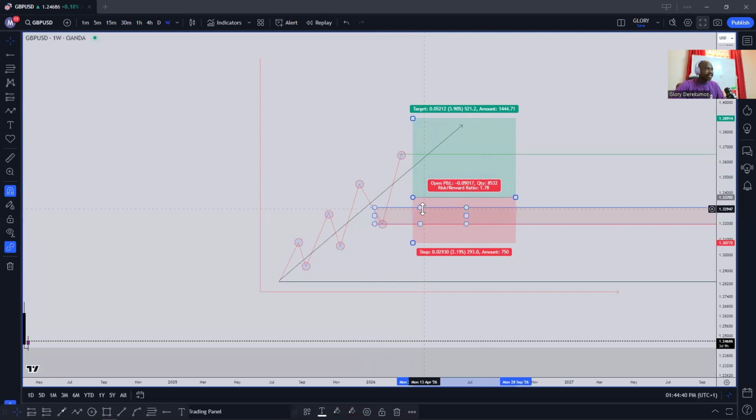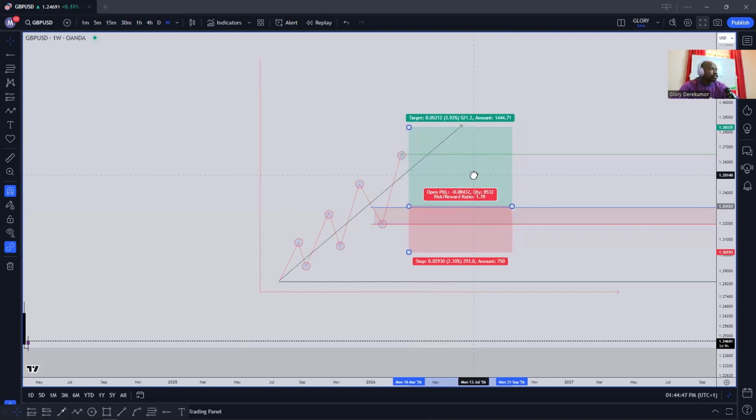Okay, so this is our analysis. We need to align the position 2 with our analysis. Put the entry price, or you can put it just a little bit above the entry price, but around the same area there.